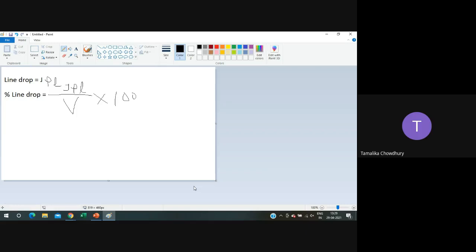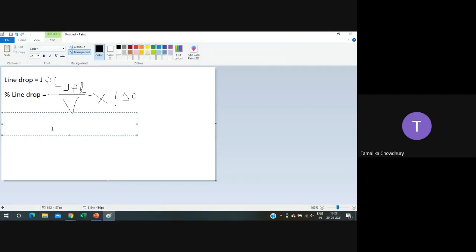If percentage line drop is this, then what is actually the meaning of voltage regulation? Voltage regulation is the voltage drop, that is the IR drop, divided by the sending end voltage. Basically, percentage line drop is the voltage regulation without being in percentage. Let me write the formula for you so that you can understand.